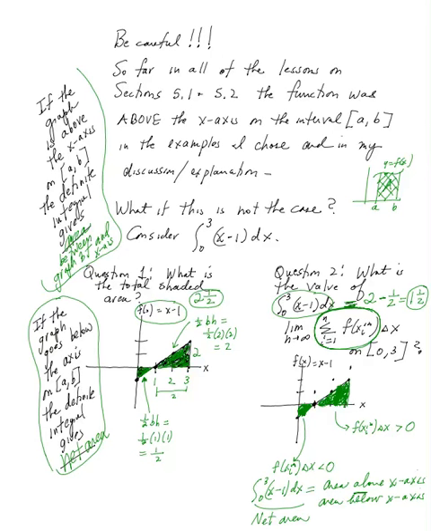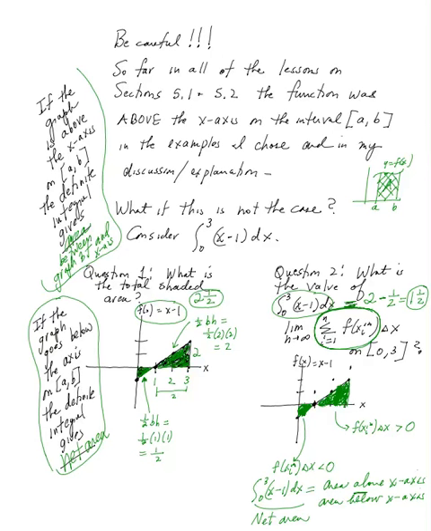Okay, we've got to be really careful. So far in all the lessons on sections 5.1 and 5.2, the function was above the x-axis. The graph of the function was above the x-axis on the interval a to b. In other words, our function was positive on the interval a to b, in the examples I chose and in my discussion and explanation. But what if this is not the case?